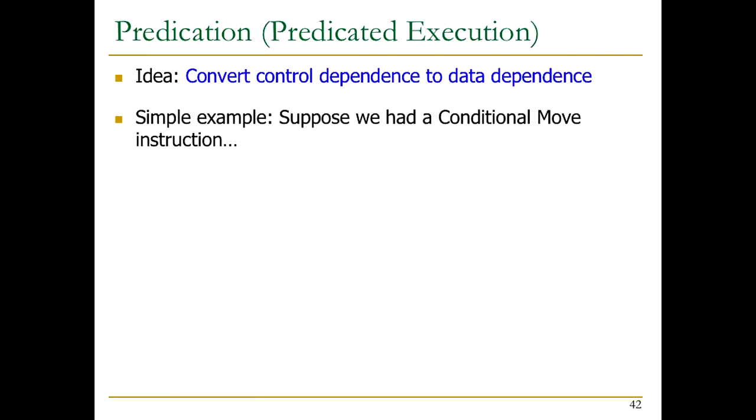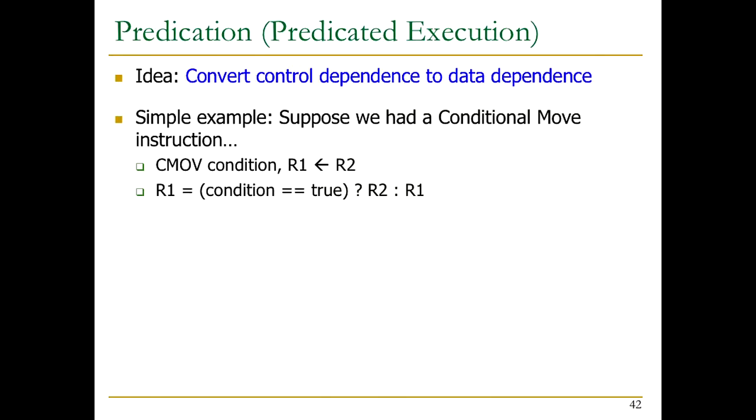And let me give you a simple example. Suppose we had a conditional move instruction. And based on some condition, you move register 2 into register 1. If that condition is not true, the operation is essentially a no-op. That's the semantics of the instruction. C move, based on the condition, move register 2 into register 1.